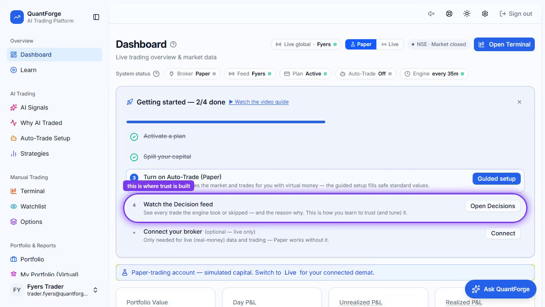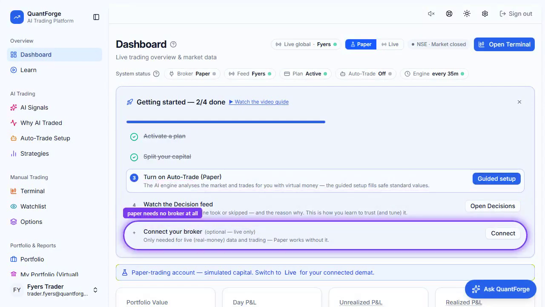There is also an optional 5th line: connect your broker. It is marked optional because paper trading needs no broker at all. You only need it for real money. And once I finish it, it collapses into a small resume setup pill, so it stops taking space. You can also open the video guide right from this card.